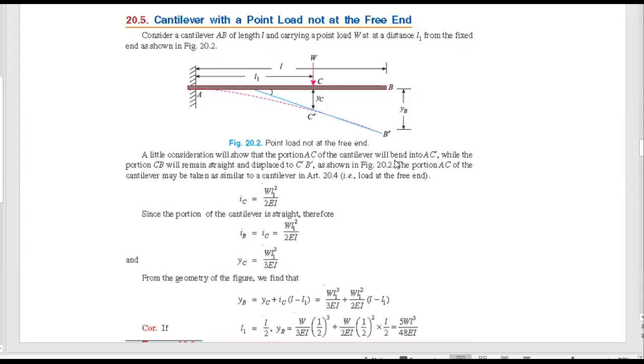Therefore, we had derived an equation for a cantilever beam when a point load is acting at a distance of small L1 from the fixed end support. For deriving it, we are considering only a small length, that is in between capital A and capital C only.